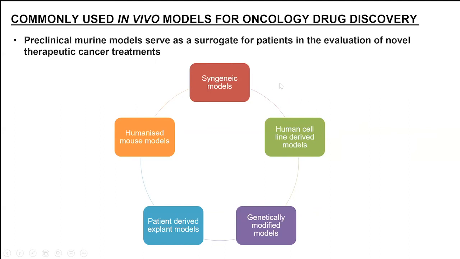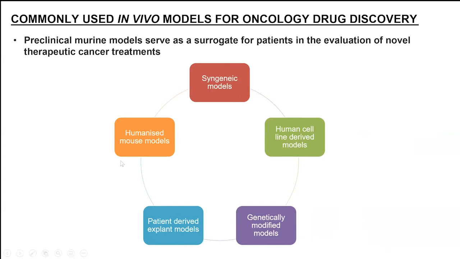Syngeneic models use mouse cell lines that are grown in immune competent animals and are a platform for testing immune therapy agents. Similarly, genetically modified models, where tumour development is driven by a genetic alteration, can also be used for immune therapy. The disadvantage of these models is the penetrance of the tumour phenotype and the latency of the development of the tumours. Human cell line derived models use human cell lines grown in immune compromised animals, but are workhorse models in oncology drug discovery.